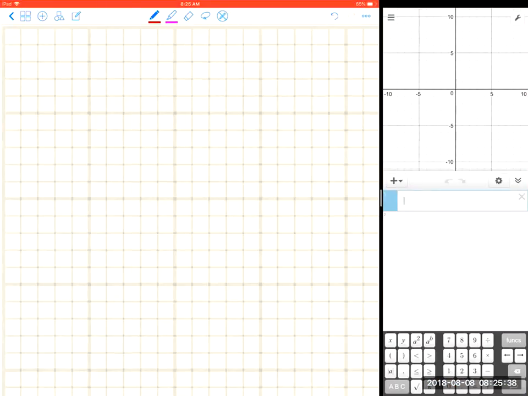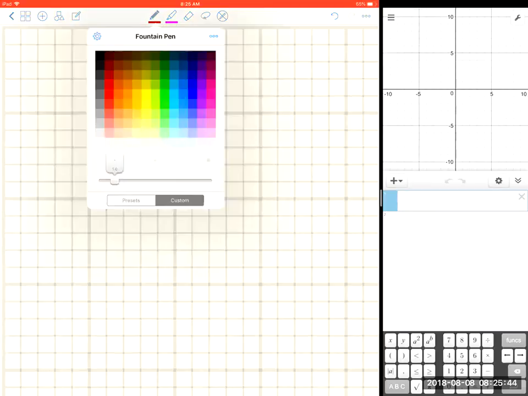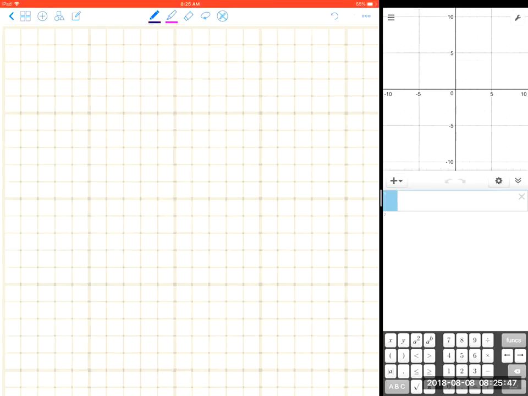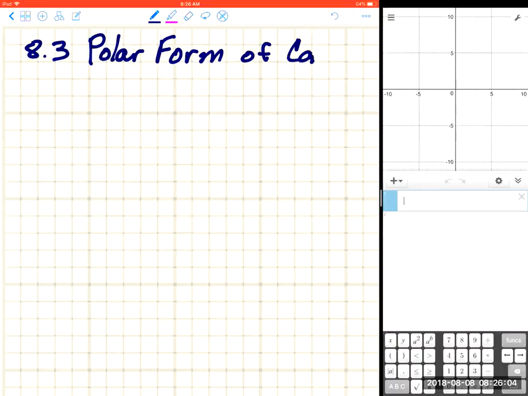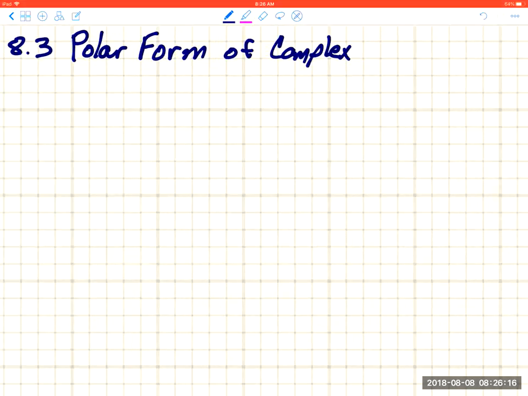All right, you should now be able to see my iPad screen. And we are again talking about section 8.3, which is all about the polar form of complex numbers, and actually we probably don't need Desmos because Desmos doesn't do complex numbers. I'll bring it back if I need it.